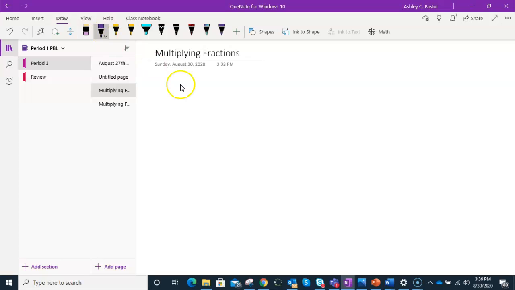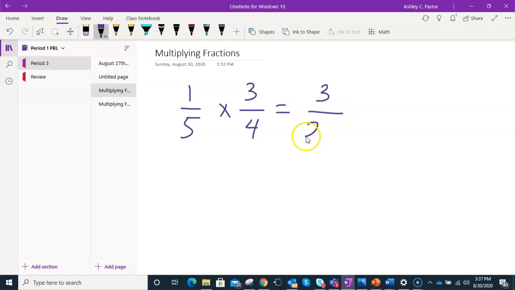Okay, the first example that we're going to do is 1/5 multiplied by 3/4. When we're multiplying fractions like this, we multiply straight across. 1 times 3, those are our numerators, gives us 3. Then 5 times 4 gives us 20. So the final answer is 3/20.